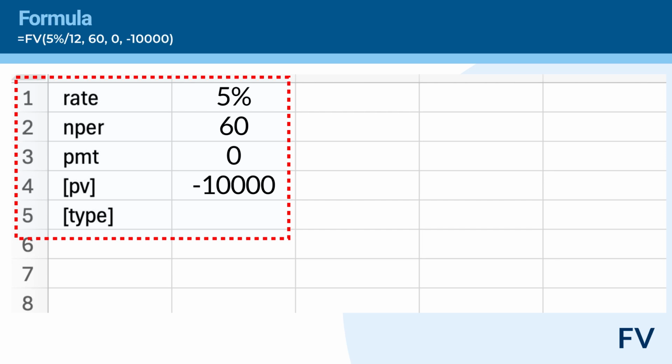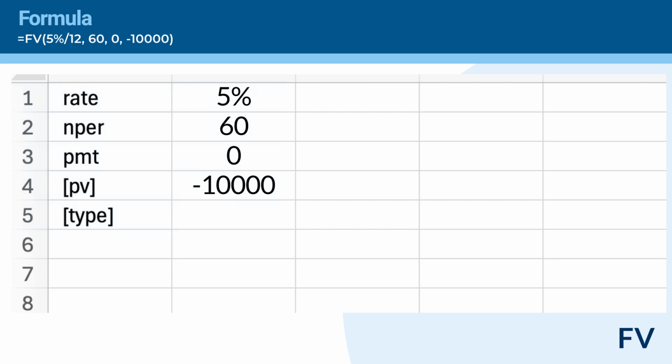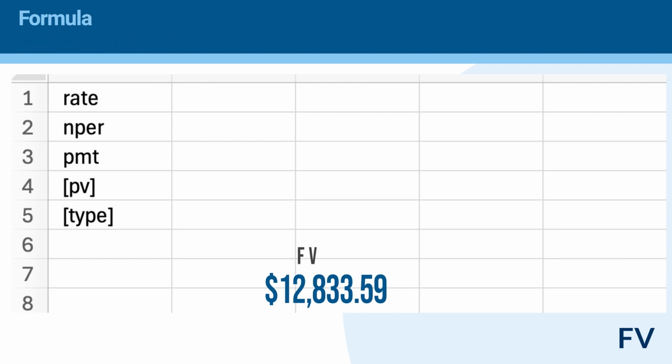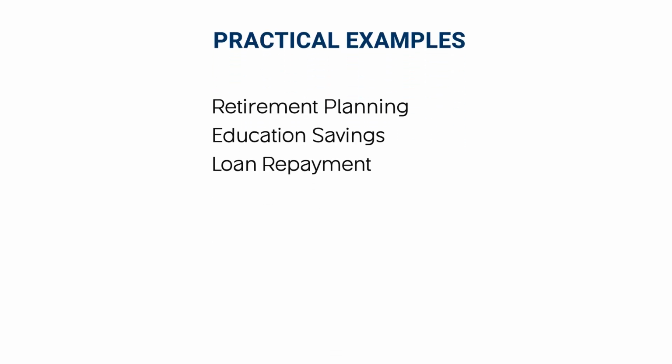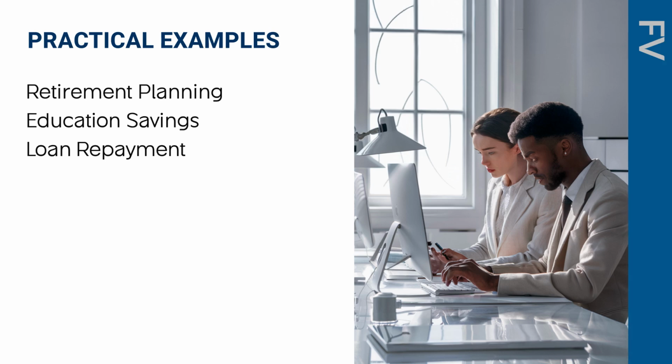Now imagine you have a lump sum of $10,000 that you want to invest for 5 years at an annual interest rate of 5%, without making any additional payments. Enter the interest rate, number of periods, and present value in separate cells. Use the FV formula to calculate the future value. This formula will return the future value of the investment, which is approximately $12,833.59.